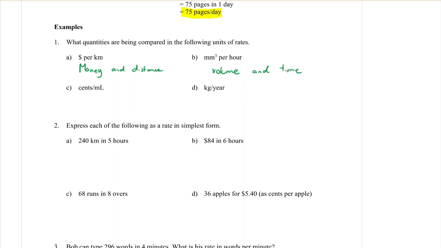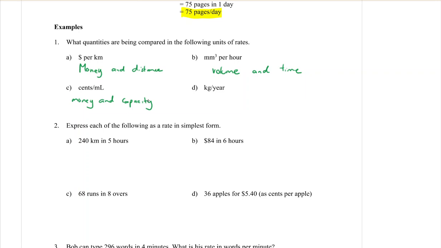Part C, cents per milliliter. Cents, again, is money. We seem to have a lot of money in here. And milliliter. What do we measure water with? Milliliters, or capacity. Really good. When we measure liquids, we call them capacities.